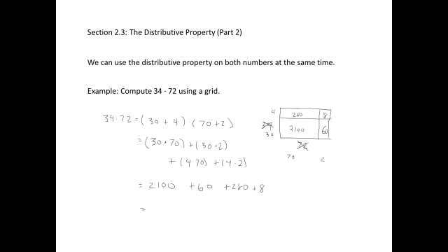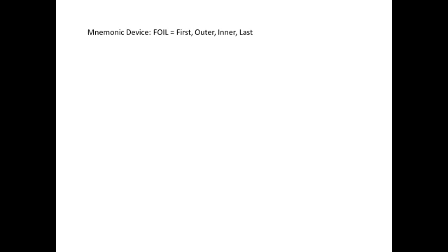2100 plus 60 is 2160. 200 more is 2360. Plus 80 is 2440. Plus 8 is 2448. In order to remember this calculation algebraically, we use a mnemonic device. It's called FOIL. FOIL stands for first, outer, inner, last.